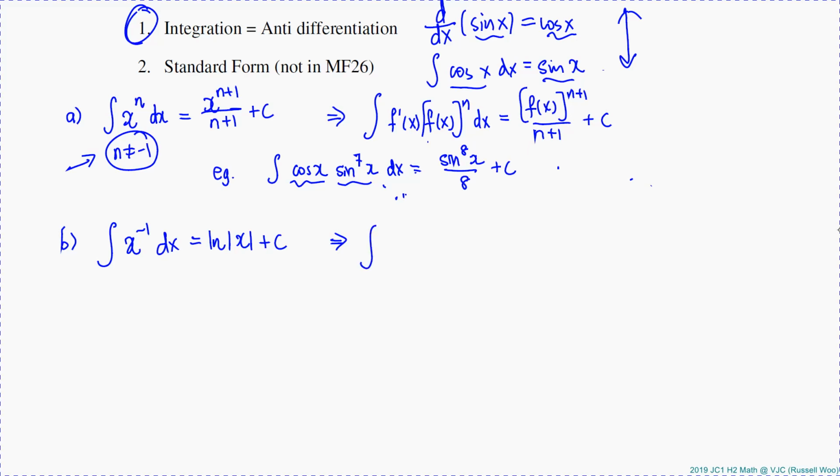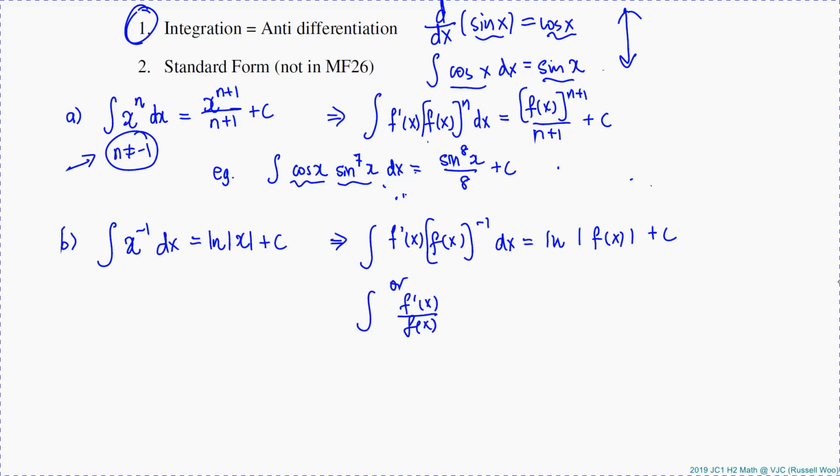Therefore, if you integrate f prime x times f x to the power minus 1, what do we get? We get ln mod f x. Now, very often, we would write this one. I need all of us to be comfortable with either one, because sometimes you may not see that this one is actually the same as this one. I'm sure you know now, but when you see the question, you may not see it. I'll give you an example.